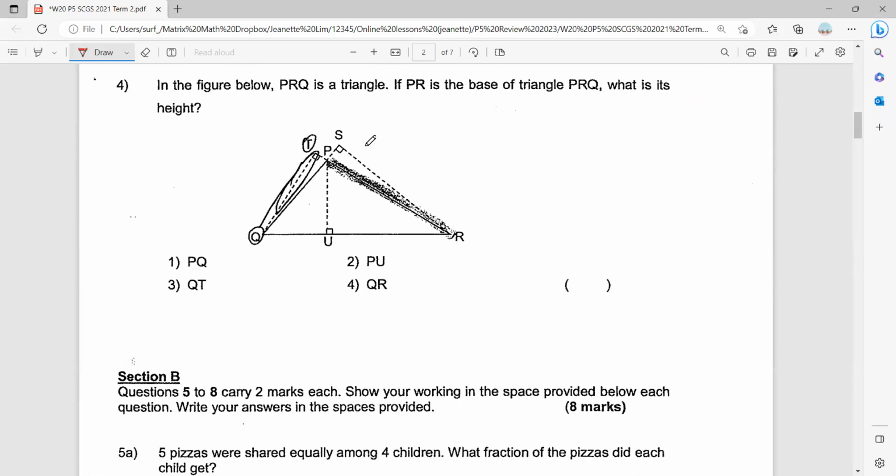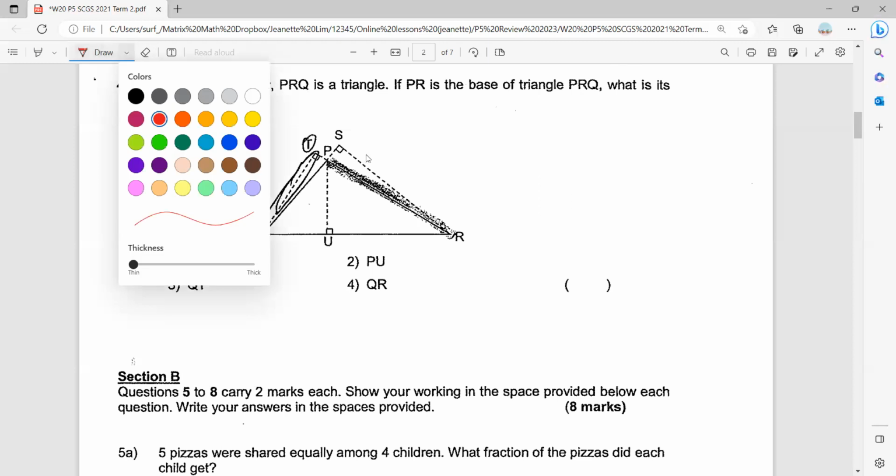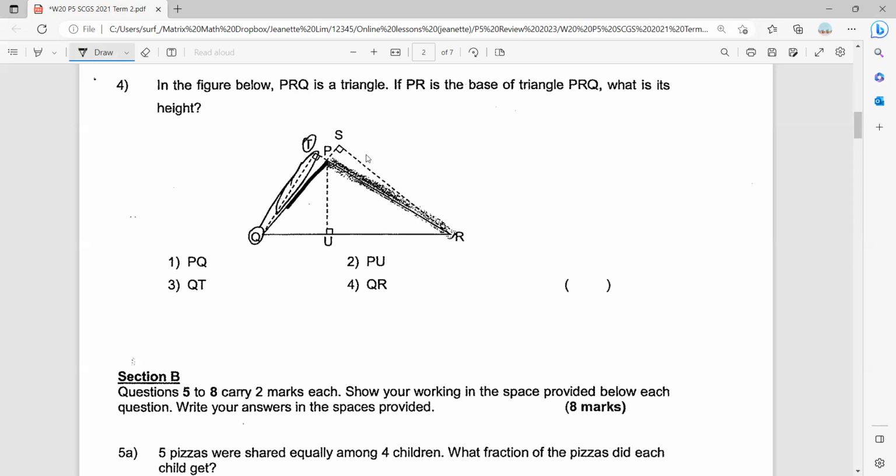Question 4, in the figure below, PRQ is a triangle. If PR is the base, what is the height? Okay, PRQ. Okay, now it's not very clear. Let me just... Okay, these are the lines you're looking at. Now, if that is the base, PR is the base, where is the height?